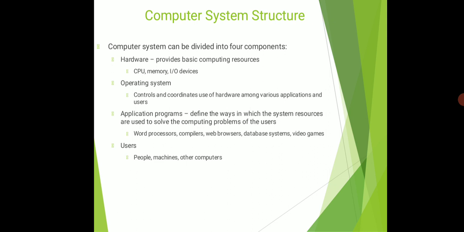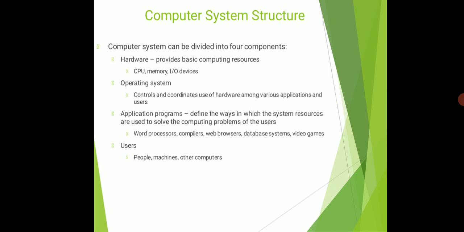Fourth one is users. Users means who are all using our system. It may be people, it may be a machine or other computers. So we have seen computer system structures. There are four components. First one hardware, second one operating system, third one application programs, fourth one is users.